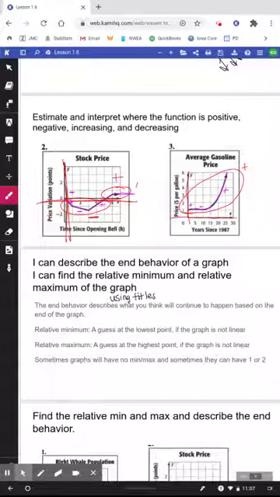Relative minimum is a guess at the lowest point of the graph, and it only happens if the graph is not linear. A relative maximum is a guess at the highest point, again, if the graph is not linear. So some graphs will have no min or max, that's when they're linear, and sometimes they could have 1 or 2 of each.